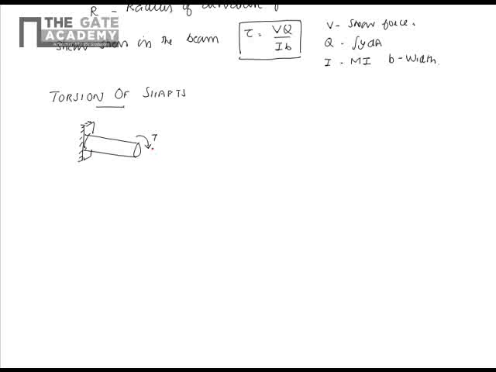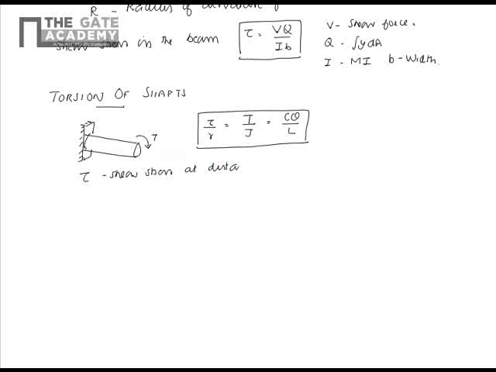The torque T is applied to a shaft shown here. You have the torsion equation given by tau by R is equal to T by J is equal to C theta by L. This is the torsion equation where tau is the shear stress at distance R from the centroid.